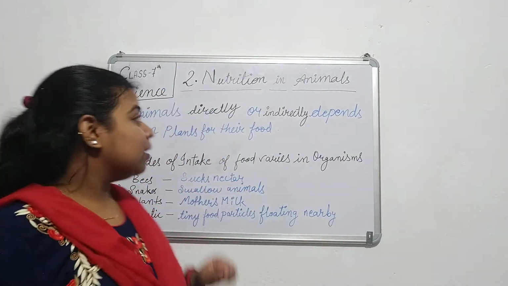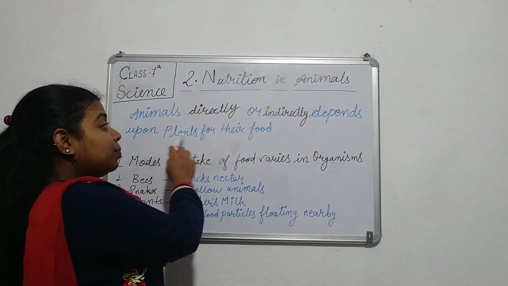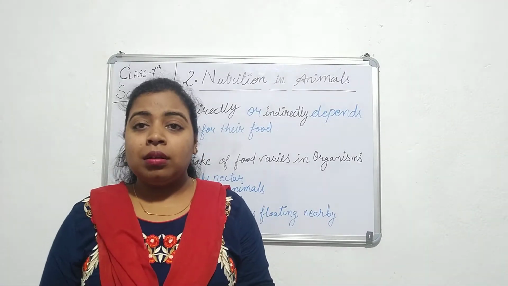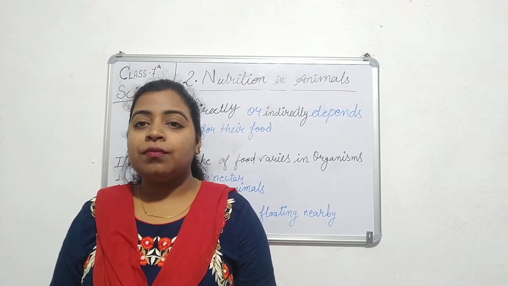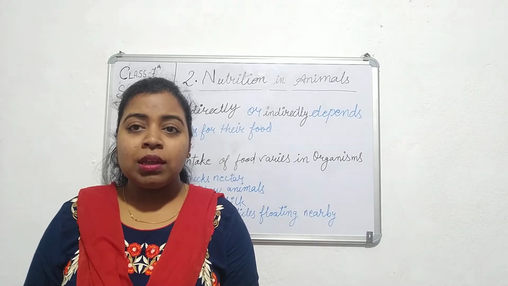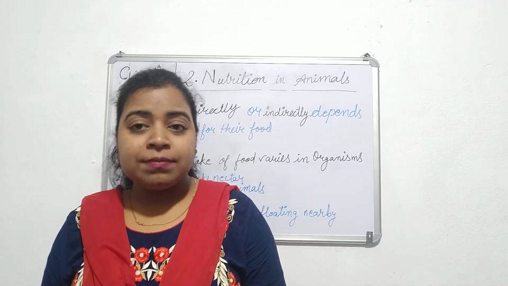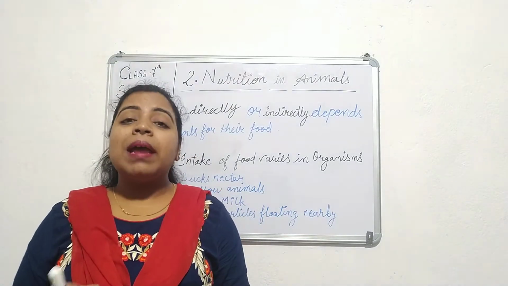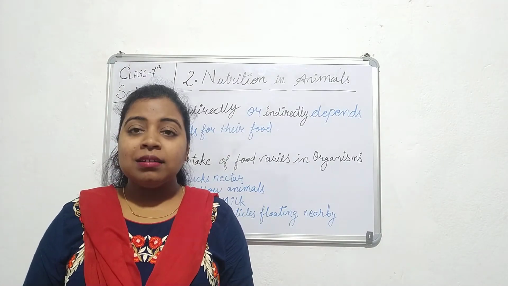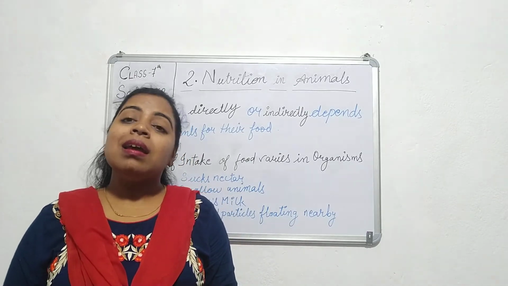So first of all, see here, animals directly or indirectly depend upon plants for their food. Plants are the basic or main source of food for animals. Some animals directly depend on plants for their food, whereas some other animals indirectly depend on plants. The animals who directly depend on plants for their food are herbivores, and the animals who indirectly depend on plants for their food are carnivores.